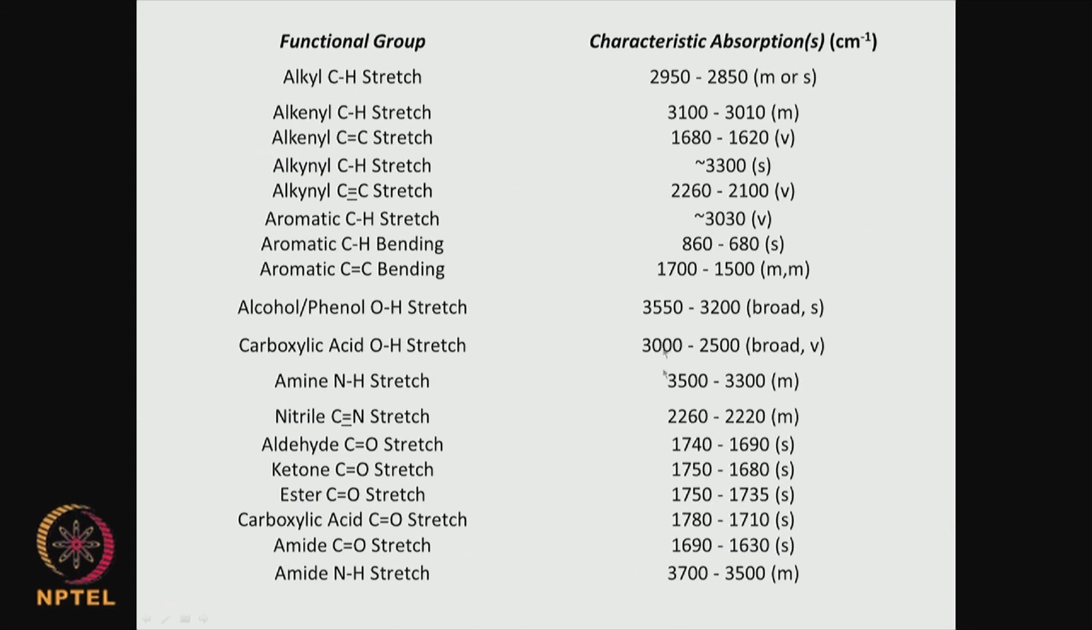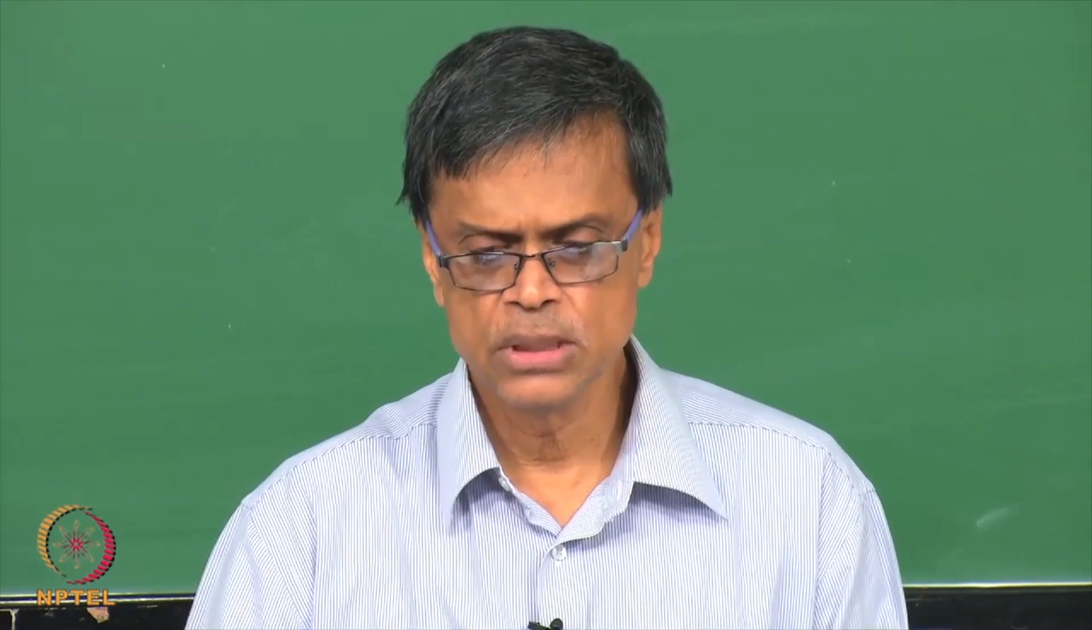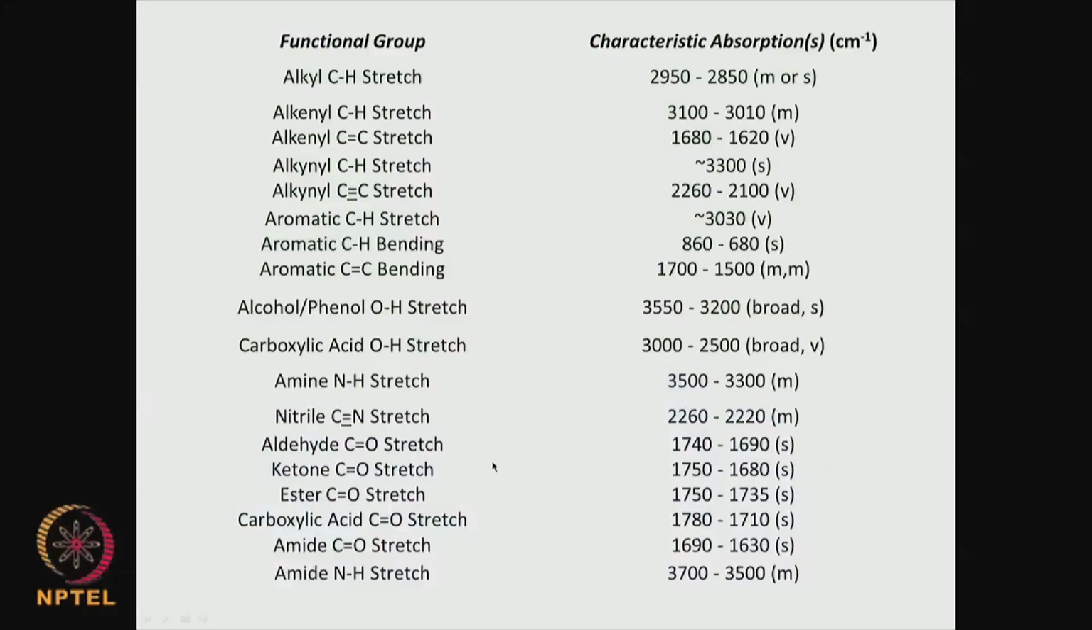So, by looking at the characteristic bands, we can predict what type of functional groups are present on the surface. Generally, this is a surface phenomenon which we are monitoring, and if we do a surface modification and some bands disappear, we can say that particular functional group has taken part in the surface modification process. So, that way this is a very useful technique.